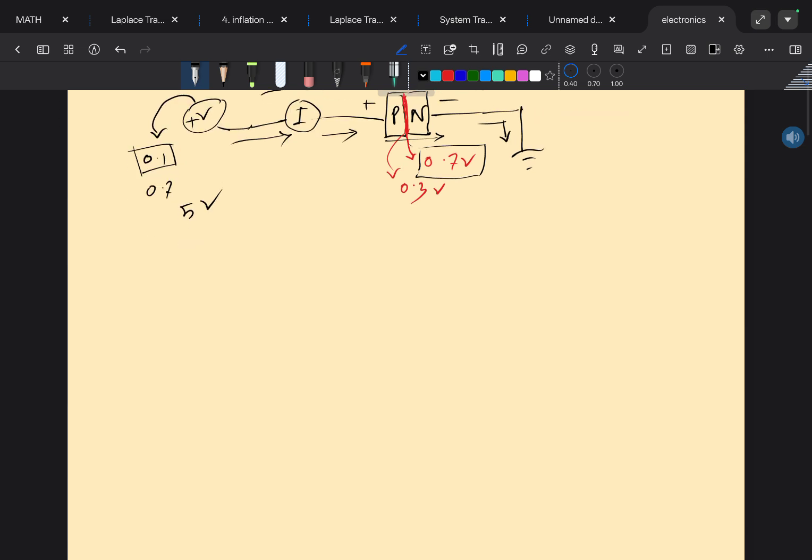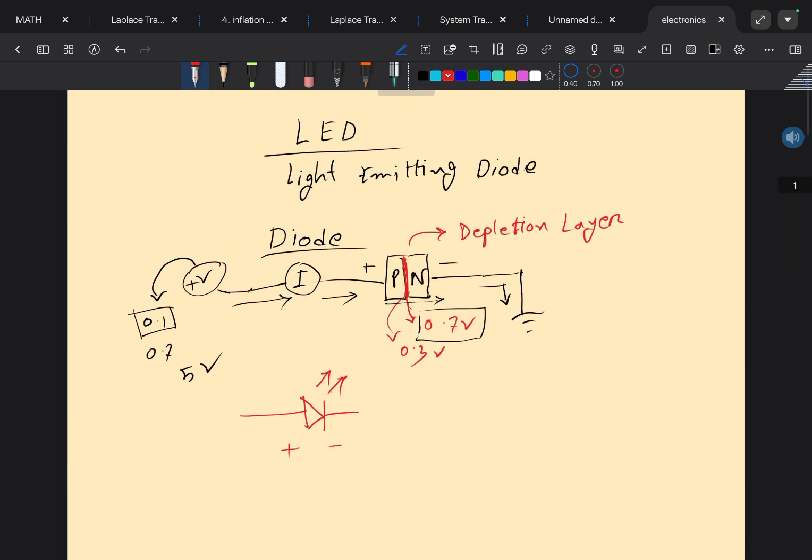Now LEDs, on the other hand, are a special kind of diode. The symbol for a diode is this, where this represents the positive side, the P portion, and this the negative portion. For an LED we add these arrows, which basically means light emitting. That's how the name came, light emitting diode.